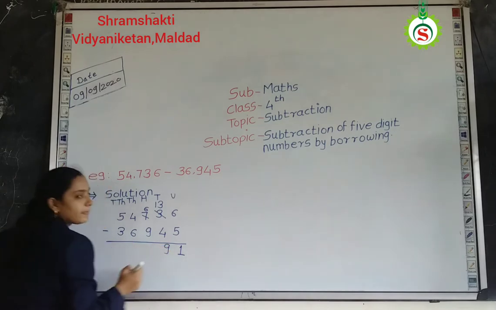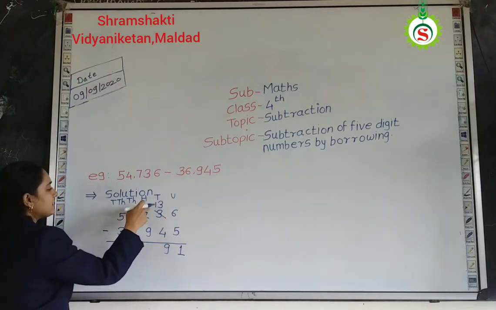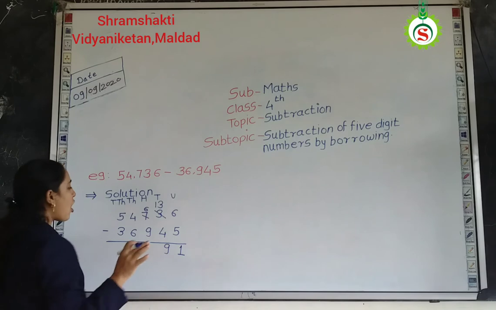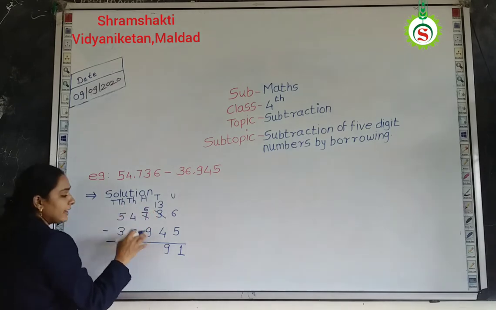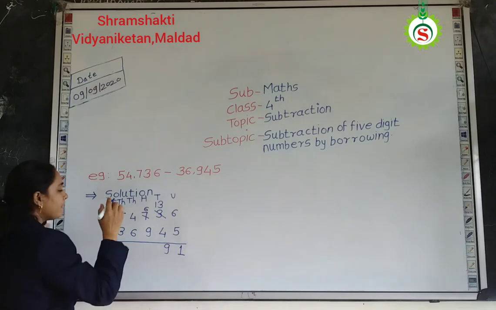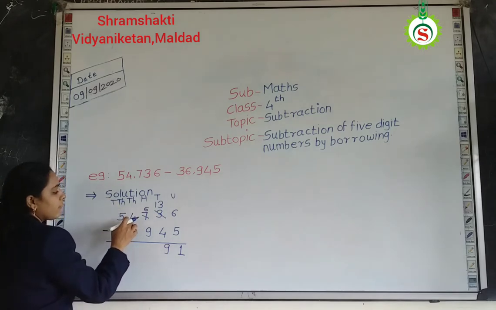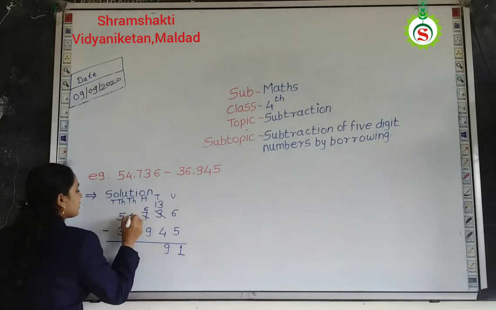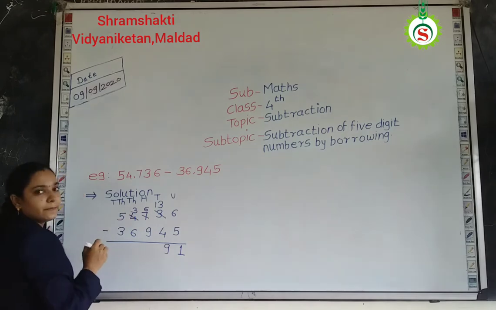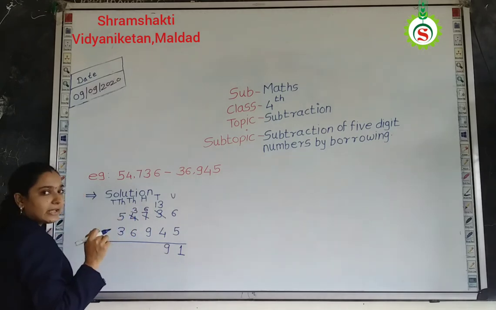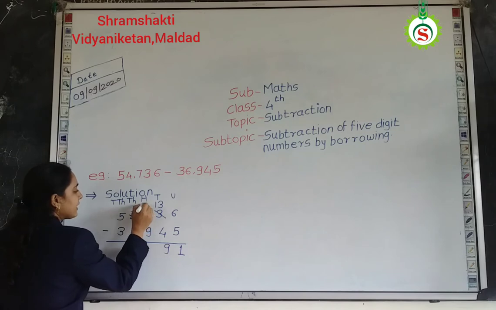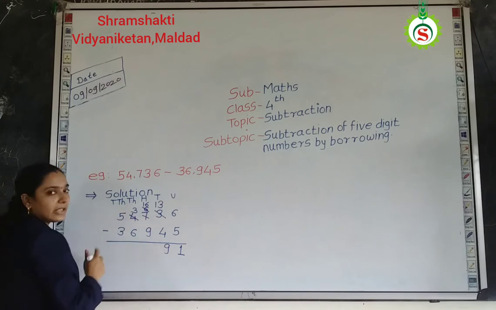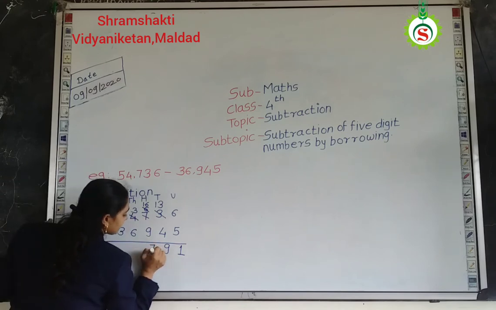Write down 9. Then the next place, 600s minus 900s. Again the solution is impossible because 600 is smaller than 900. Again take a borrow from the neighboring place. Here 4000 are available. Untie 1000 from this 4000, so 3 remain. And 1000 plus 600, here we get 1600. And 1600s minus 900s we get 700s.